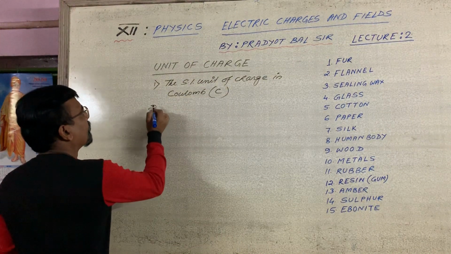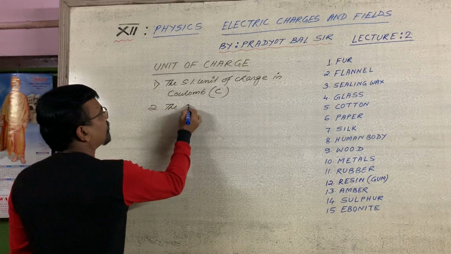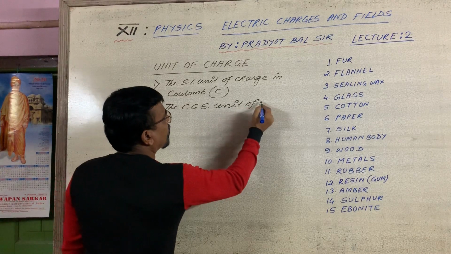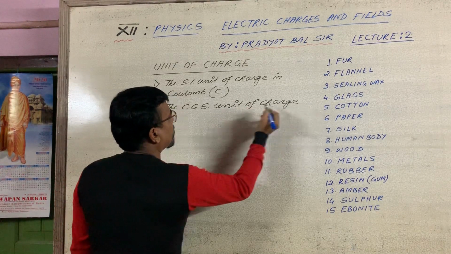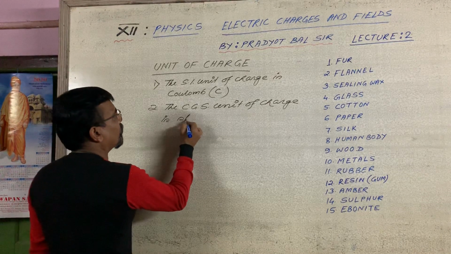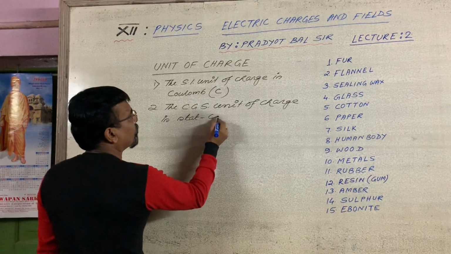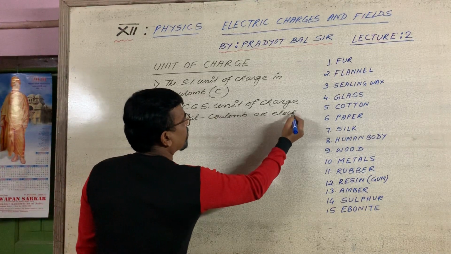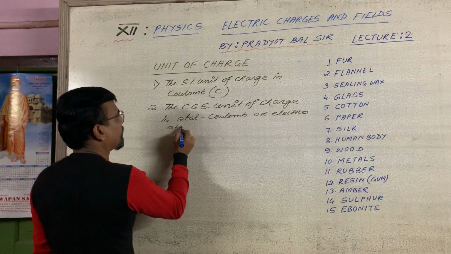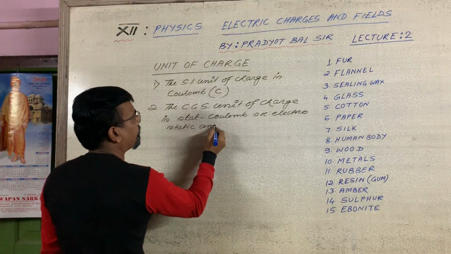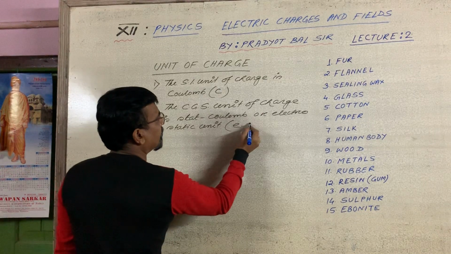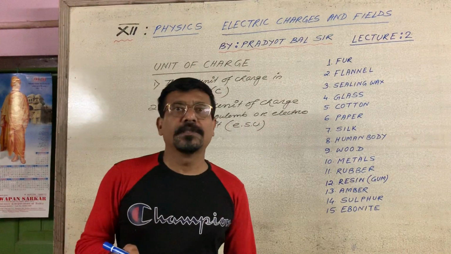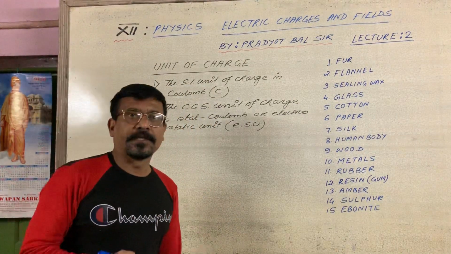Number 2, the CGS unit of charge. The CGS unit of charge is stat Coulomb, or electrostatic unit, denoted by ESU.